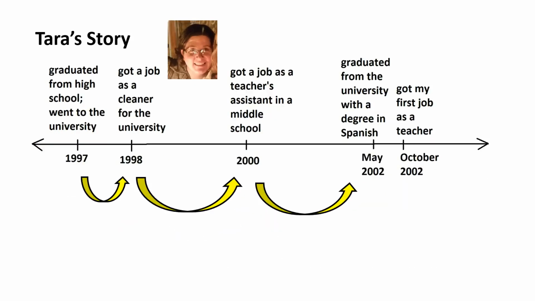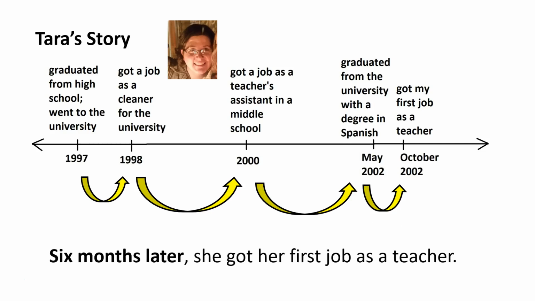What do you think about this last part here? From May 2002 to October 2002. So time has passed, but it is less than a year. So May, June, July, August, September, October. That's about 5 months, I think. I would say 5 months later, or maybe about 6 months later, she got her first job as a teacher. So with these arrows that go from one thing to another thing, you're going to use the word later.